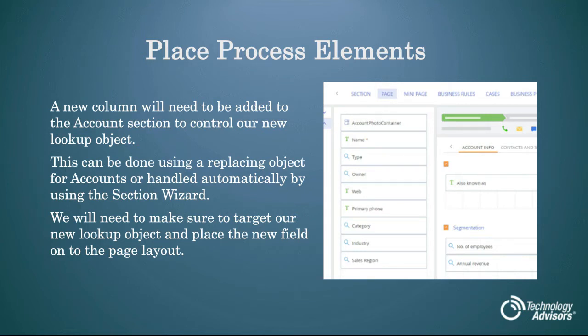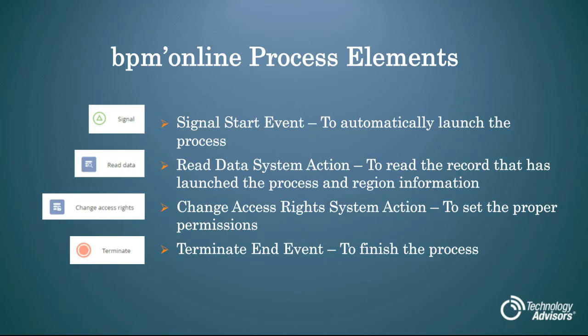So the different process elements we're going to be using as part of this business process, we're going to start with a signal start event. We're going to use that to automatically launch this business process, so it does not have to be launched manually. We'll be using the read data system action, so we're going to be reading the record that launches this process. In this case, it's going to be an account record. We're also going to use the read data system action to read that organizational role off of the lookup object that we created a little bit earlier.